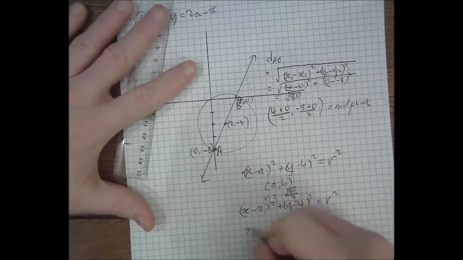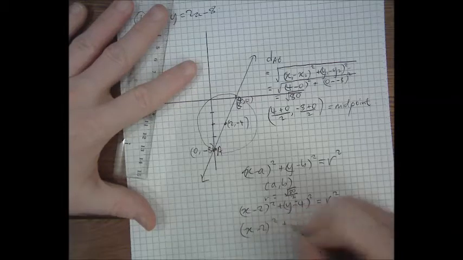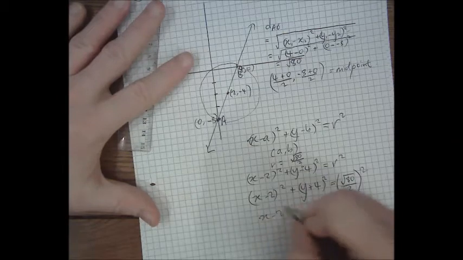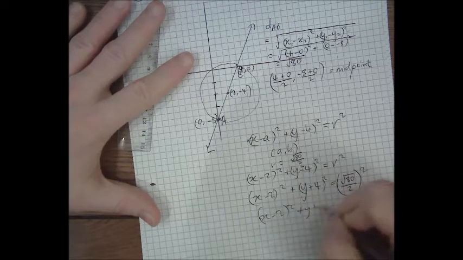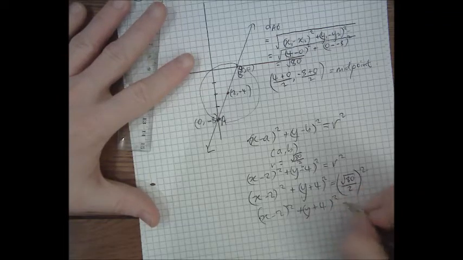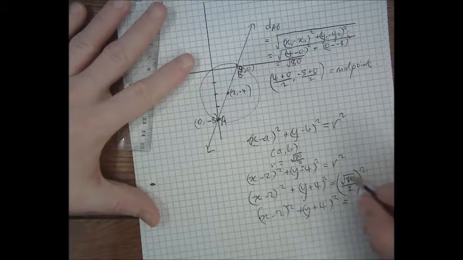So therefore our final equation of the circle, tidying this up, is half the square root of 80 all squared, and here's my final tidying. Square that, you get 80, divided by 4 gives 20, so that's the equation of the circle.